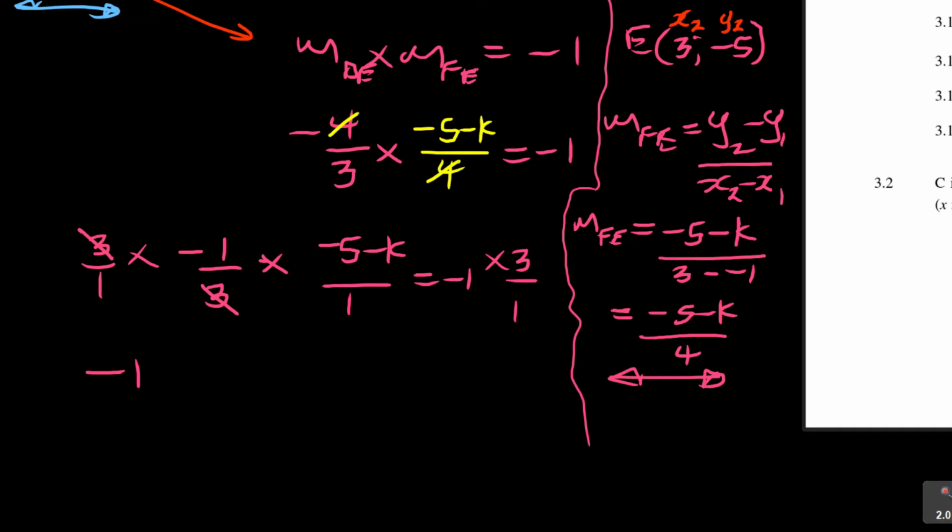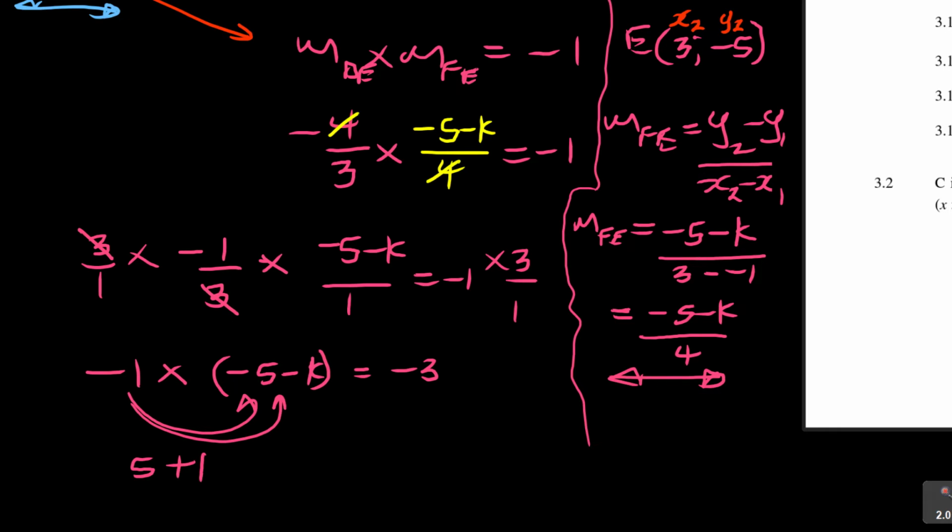So you have got minus 1 times negative 5 minus k. You see this? But put that in bracket now, is equal to negative 3. Are you following? Then from here, what do you do? Minus 1 times 5. This opens up now. You are opening that bracket like this. You see? Minus 1 times 5 is minus 5, and then minus 1 times k is plus k, is equal to what? Minus 3. Are you seeing that?